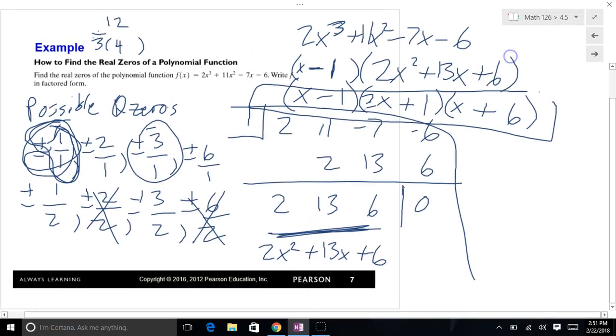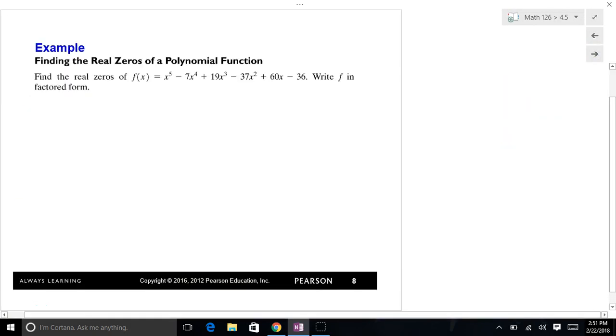Just wrote it in factored form. I should have blown that up. Forgot I could do that.